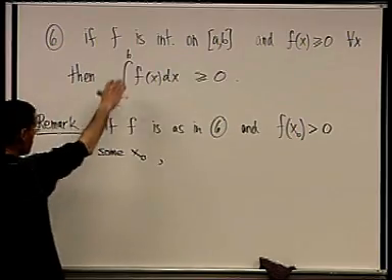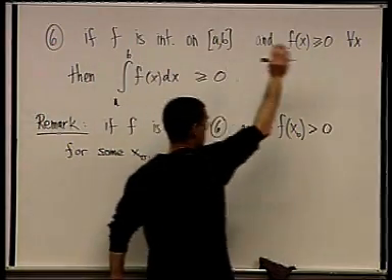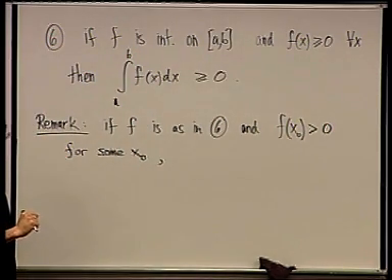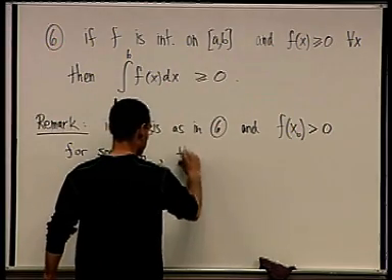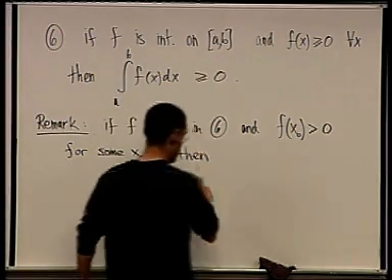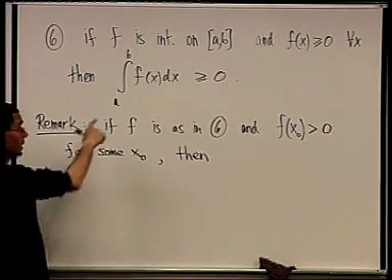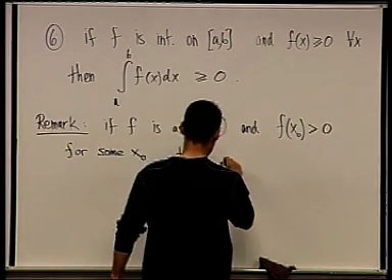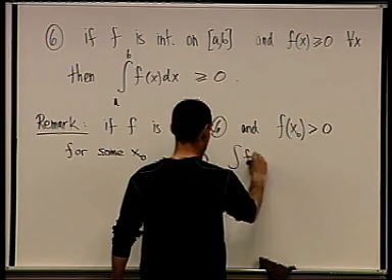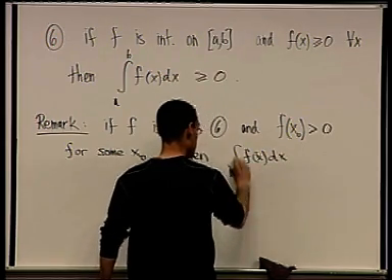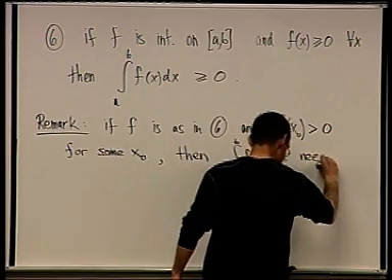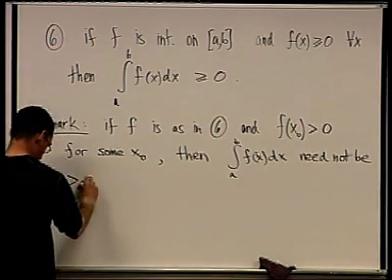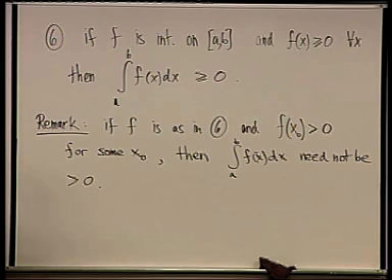So you take a function integrable on AB, non-negative, and moreover, it's actually positive at a certain point. Then, is it true that the integral of f is actually positive? Answer, no. Then the integral of f from A to B need not be strictly greater than 0. Why? Why is that true?